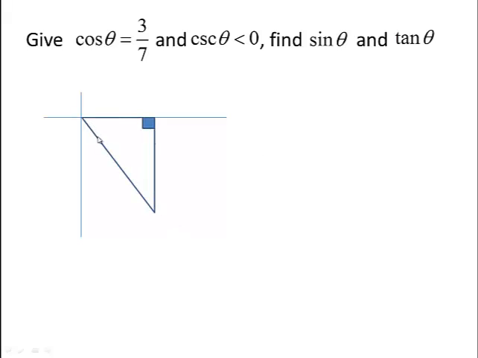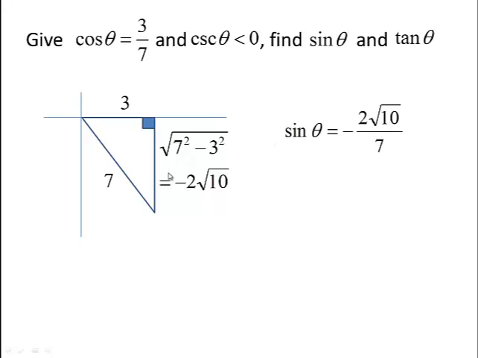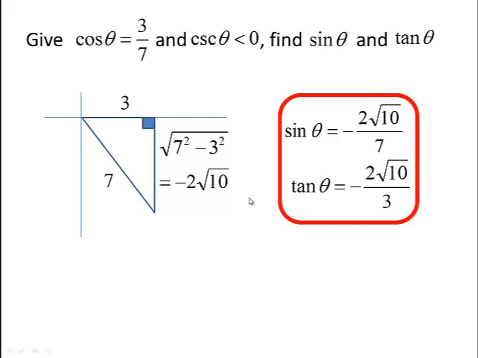We're drawing my triangle. The angle has to come out of the origin like this. And since we have cosine is adjacent over hypotenuse, we get 3 over 7. And my theta is in here. Now if I want sine, I need to use the Pythagorean theorem to find the side, which is rad 2 rad 10. And since it's in quadrant 4, it's going down. That means it's negative. Now to find sine, we take opposite over hypotenuse, and tangent is opposite over adjacent.